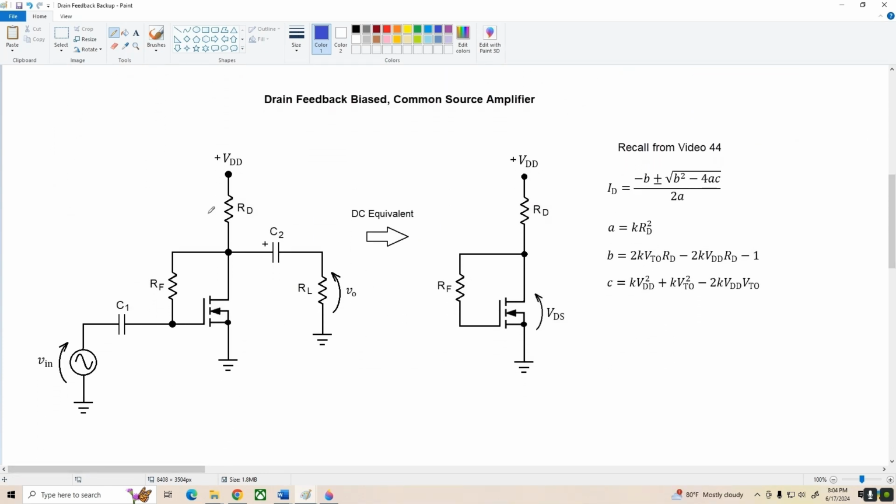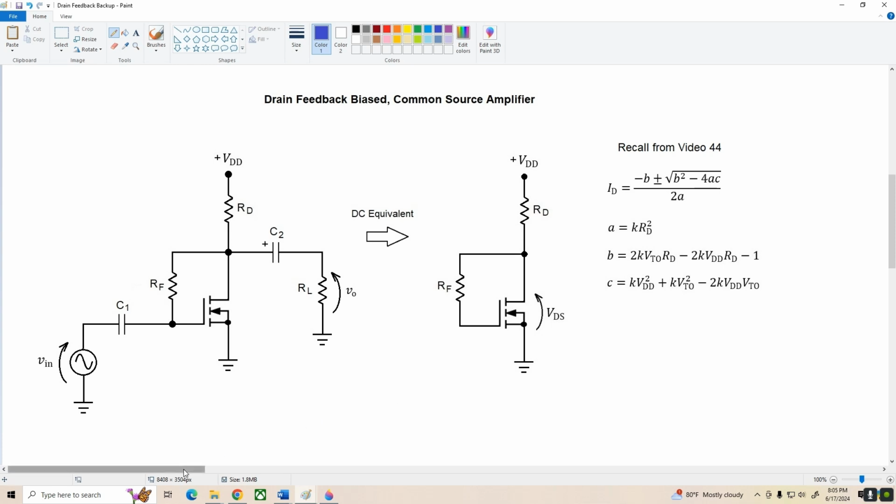On the left side of the screen we have the actual circuit, and beside it we've got the DC equivalent. All the coupling capacitors have been replaced by open circuits. And we also have the analysis equations if you want to determine a drain current using the quadratic formula. We covered that previously, so I won't go through that here.